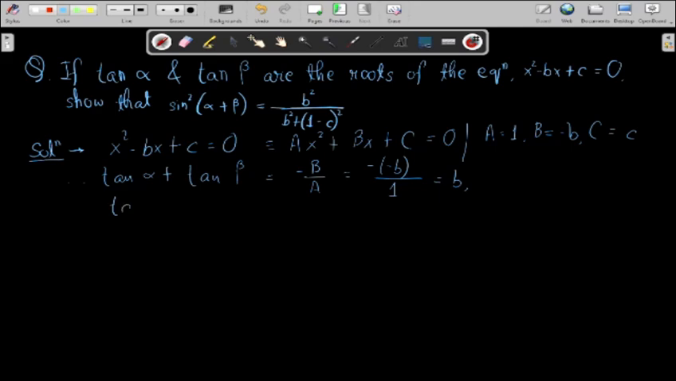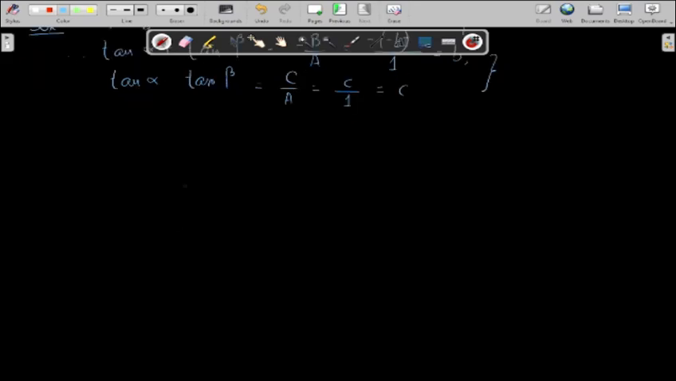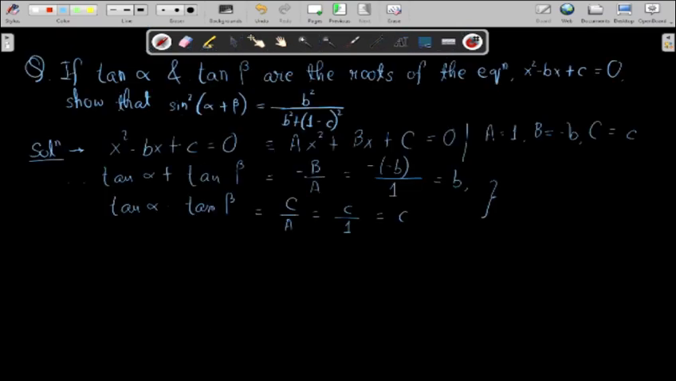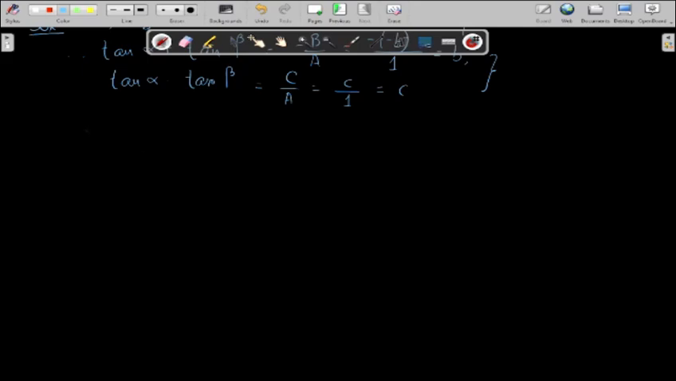And then we have the product of roots, which is given by capital C upon capital A, which in this case will be c upon 1, which gives us c. Okay, so we have these two values, right? Tan alpha plus tan beta and the product tan alpha tan beta. So we have to find what is sin square of alpha plus beta, but we have the values of tan alpha plus tan beta and the product tan alpha times tan beta. So let's first find what is tan of alpha plus beta.